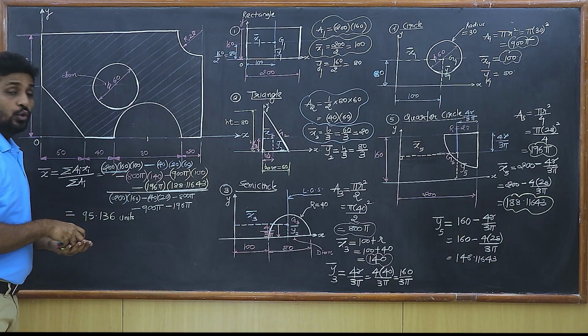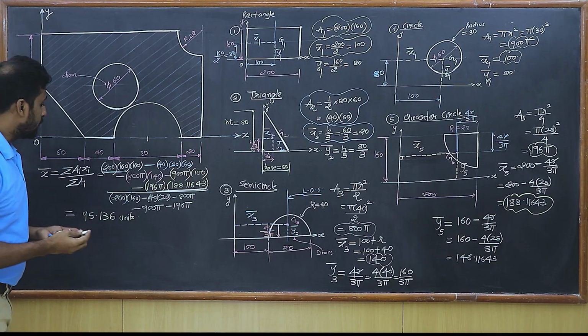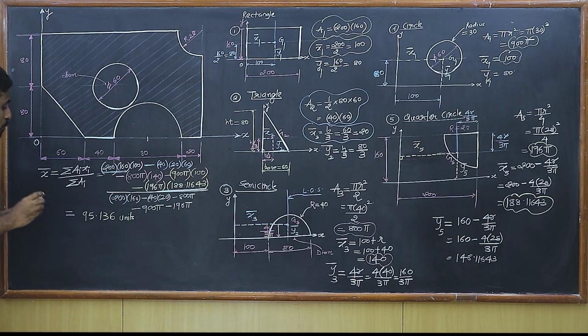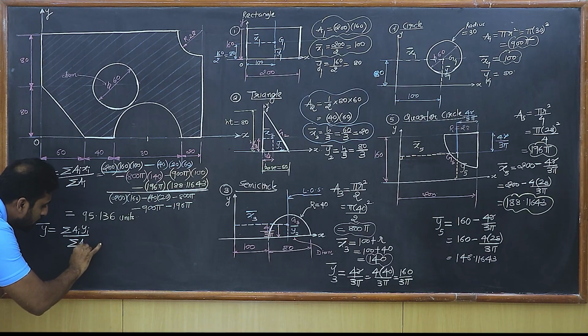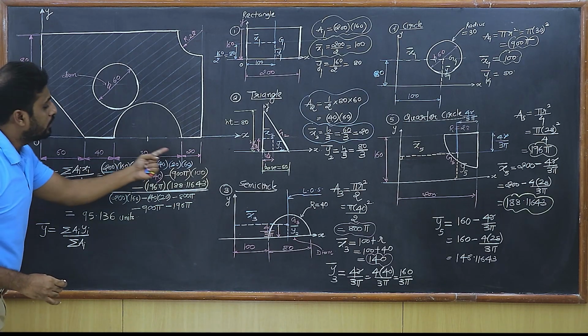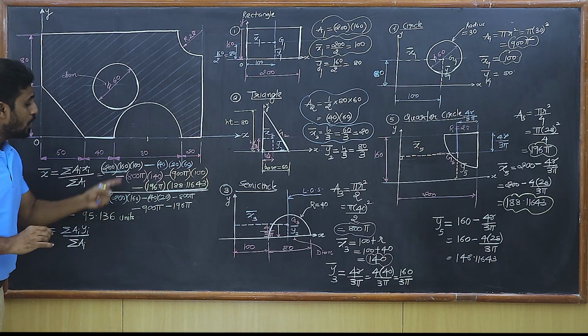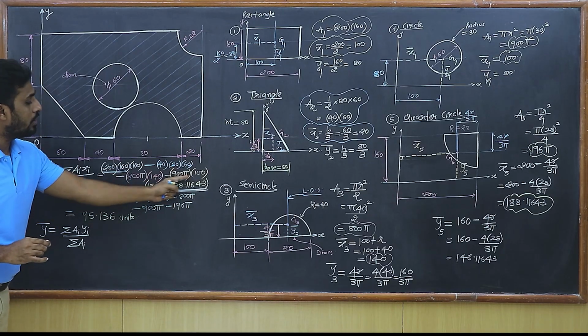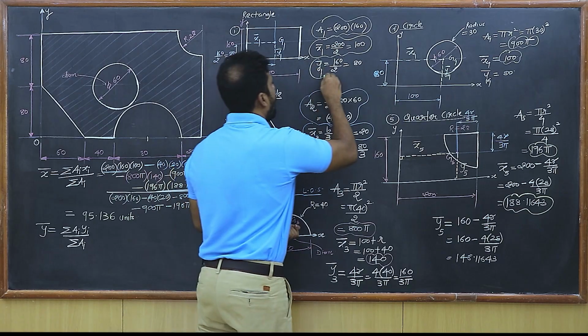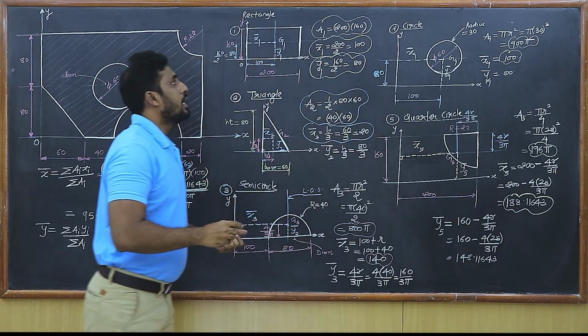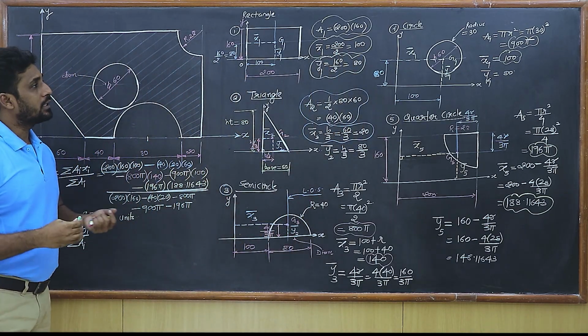Likewise, I also need to solve for Y bar, isn't it? So what changes will happen in Y bar? I know the formula for Y bar is summation of Ai into Yi upon summation of Ai, isn't it? So all these calculations will exactly remain the same. Only in place of the X bar values, this time I will be taking the Y bar values. Getting or not? Instead of taking the X bar values, now just take the Y bar values.